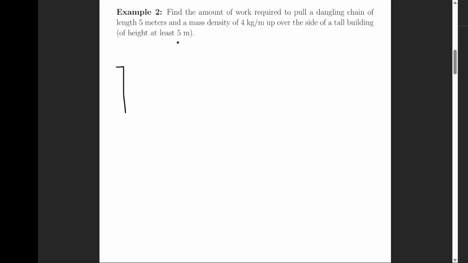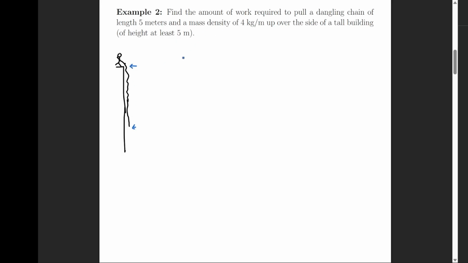It's saying height of at least 5 meters just to tell you that the chain is hanging and it's not touching the ground. So we have our little guy, and then they're pulling this chain. So this is our building, this is our chain. We know that the chain is 5 meters. So this is the thing, and this is the beginning.